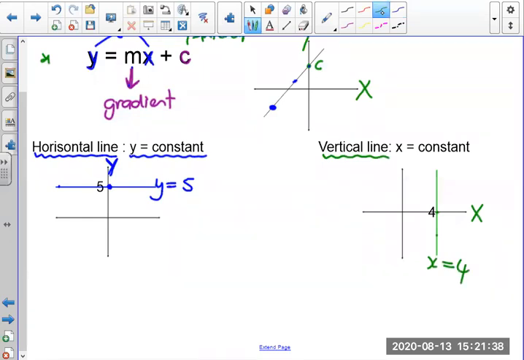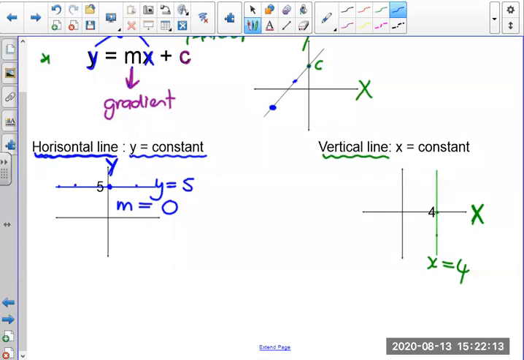It passes through the x-axis at 4, so the equation is x equals 4. And you can somehow write here, what's the gradient of a horizontal line? Well, the y values stay the same. So whatever y minus y will give you a 0 on top. 0 divided by anything is 0. So the gradient of any horizontal line is equal to 0.